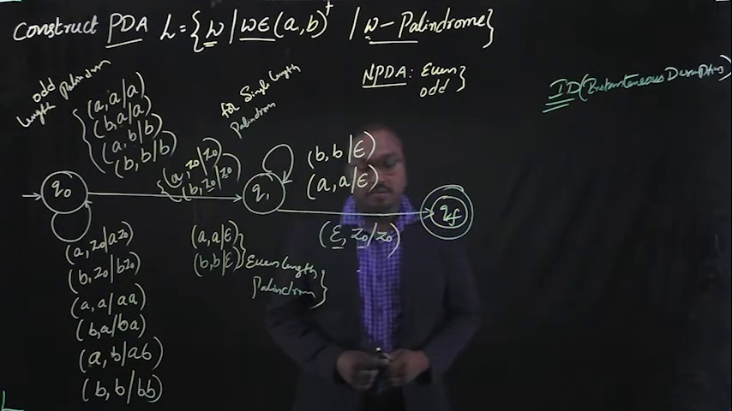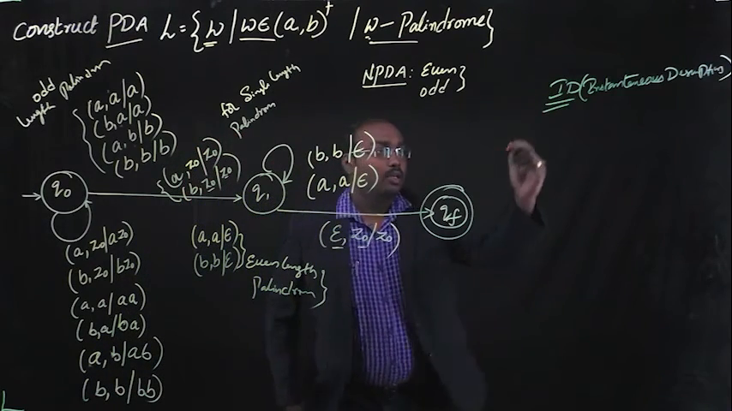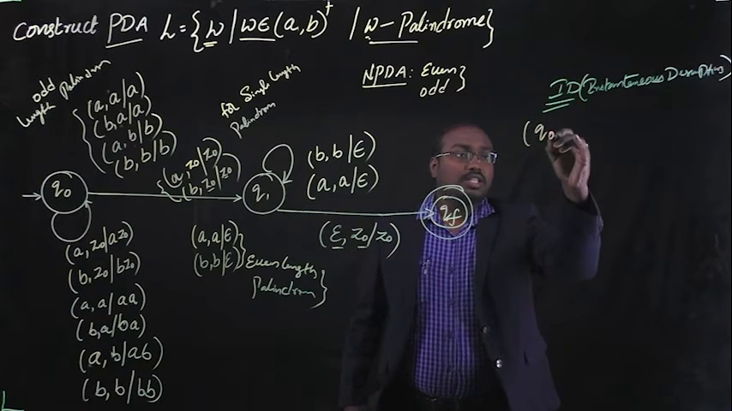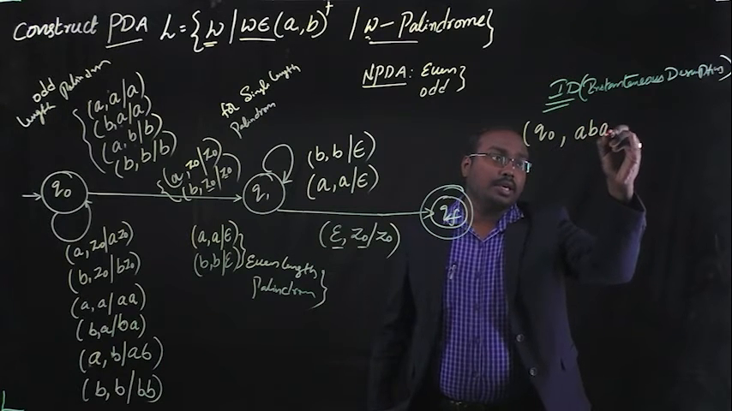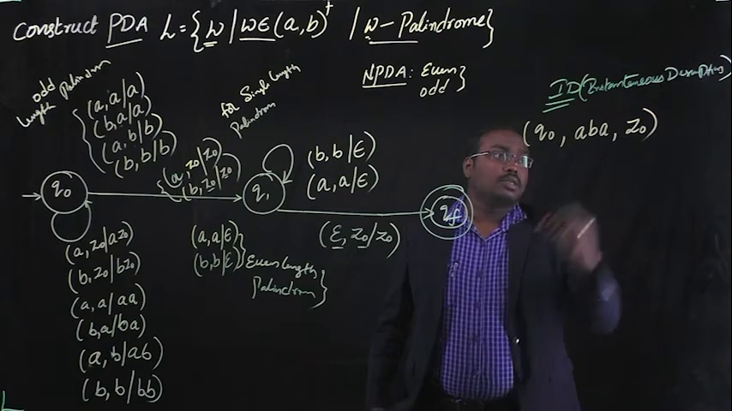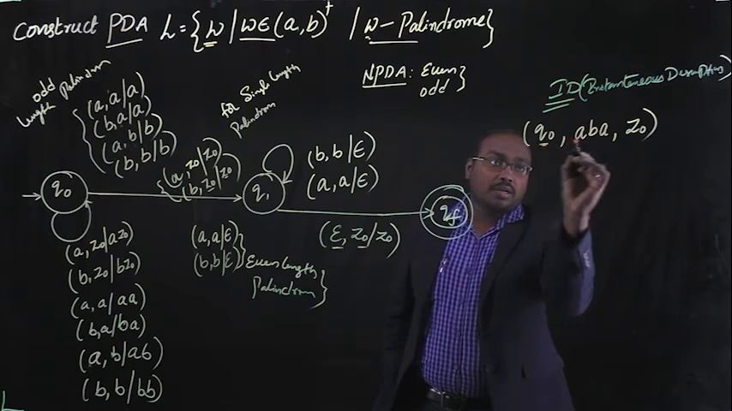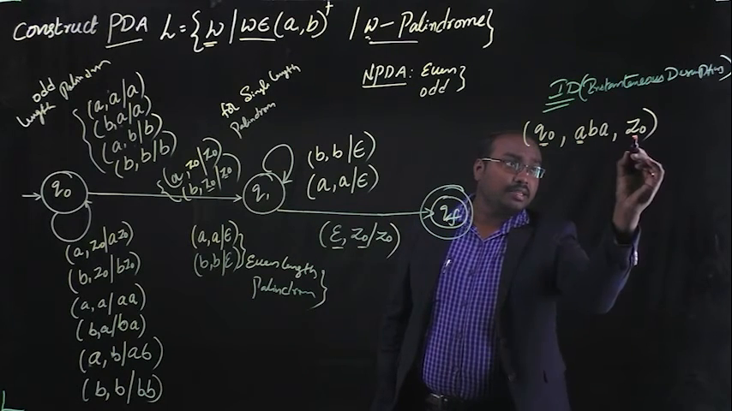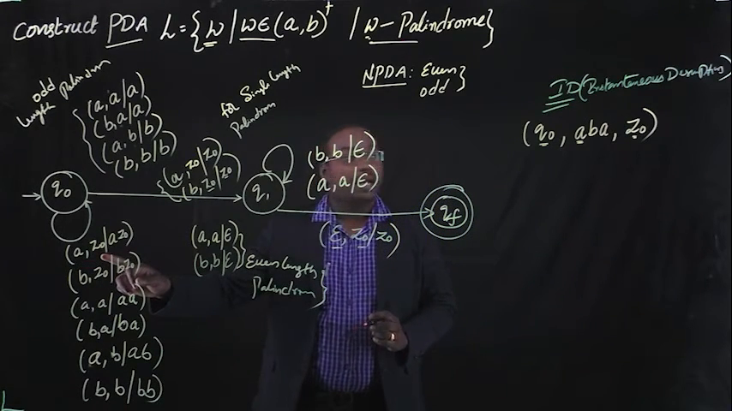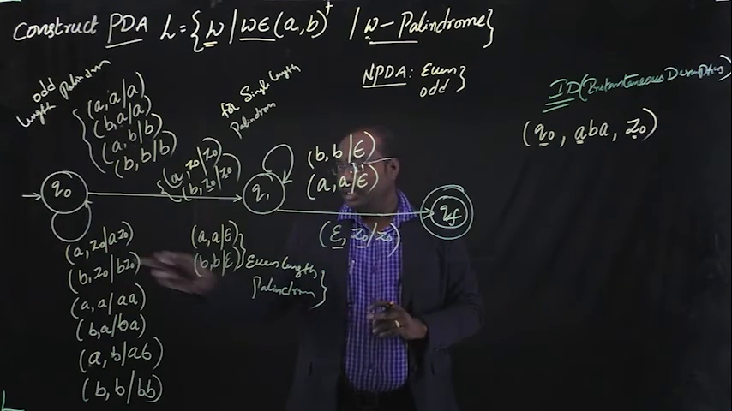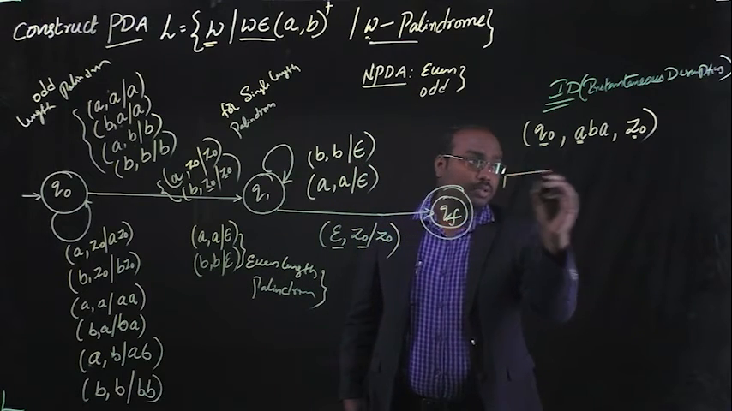So these are the possibilities. Next, we'll see the instantaneous description for this PDA. For example, I'm taking initial state Q0 and the palindrome string ABA, with the top of the stack being Z0. Here in state Q0 the input symbol is A and the top of the stack is Z0, and there are two possibilities, so it will take two branches.